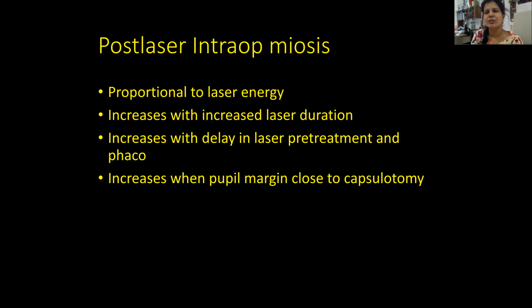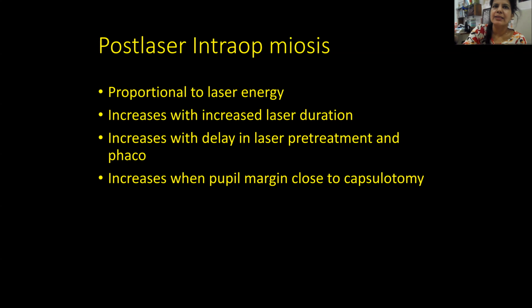So it's better to stick to the prescribed regimen for each type of cataract. So if you have a low density of the nucleus, maybe better to just go for 4 quadrants instead of 6 wedges. It also increases when the pupillary margin is close to the intended capsulotomy. Another reason for post-laser miosis is also said to be a delay between the laser pre-treatment and shifting of the patient for surgery. So these are all situations that can be controlled to some extent, and therefore it is slightly easier to treat post-laser intraoperative miosis.